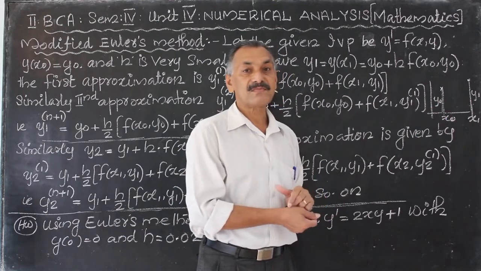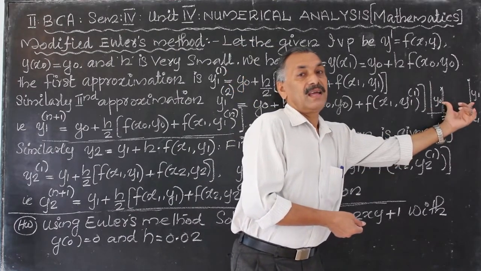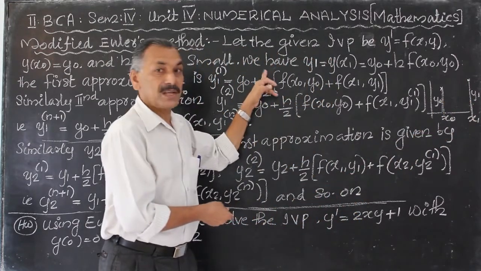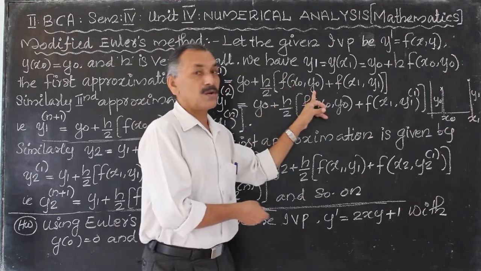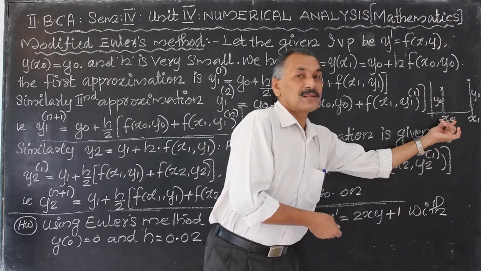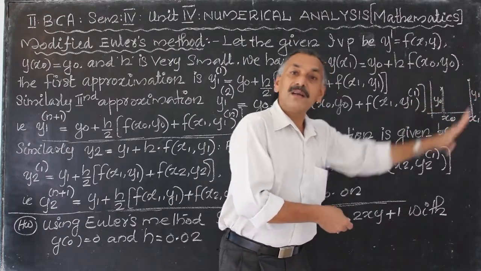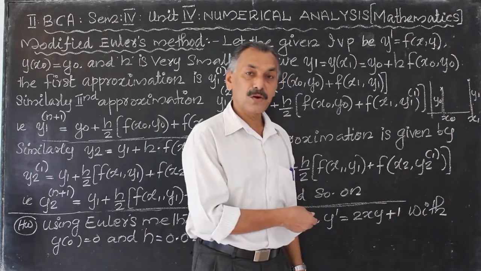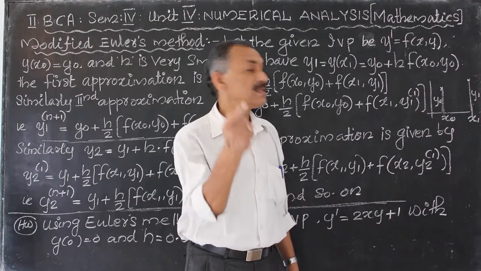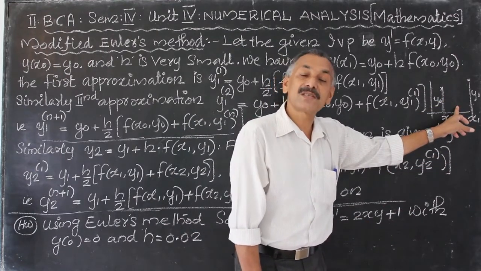In trapezoid, h by 2 into y0 plus y1. Now y0 plus h by 2 into f of x0, y0 plus f of x1, y1. Another thing, the function value f of x0, y0 or f of x1, y1. The average is f of x0, y0 plus f of x1, y1 divided by 2. So, in this case, not the interval value, but the function value f of x0, y0.